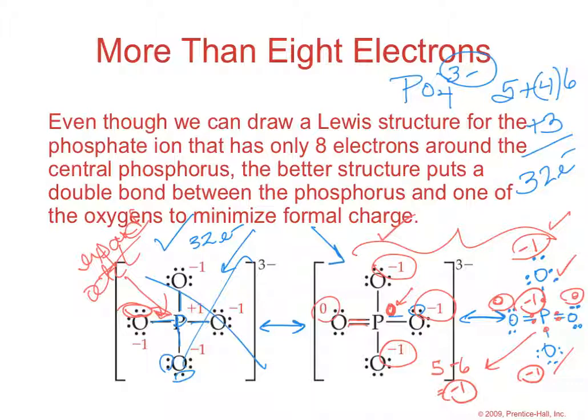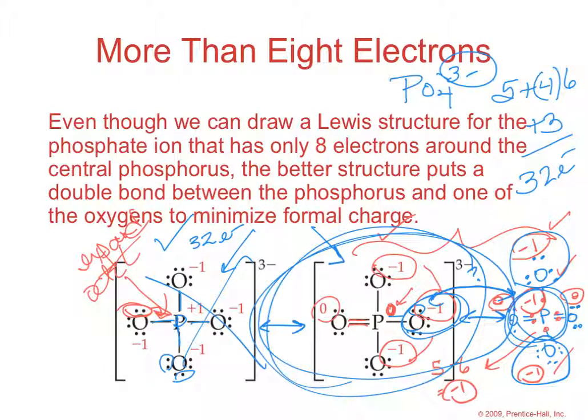On the structure on the left, the formal charges are all on oxygens, and in the structure on the right, the formal charges are on the 2 oxygens and also on the phosphorus. So the difference is, would you rather have one of the formal charges on oxygen or on phosphorus? Well, oxygen's more electronegative, so it wins. But it's pretty safe to just say if the central atom has a formal charge of 0, just stop. That is it for Lewis dot structures for molecules.